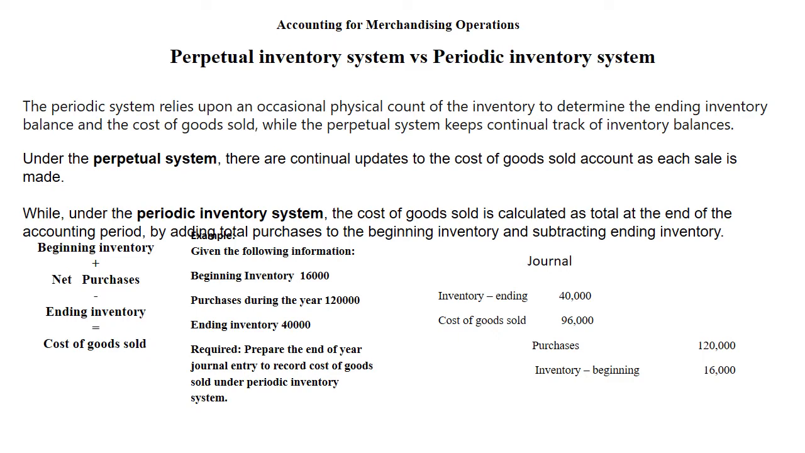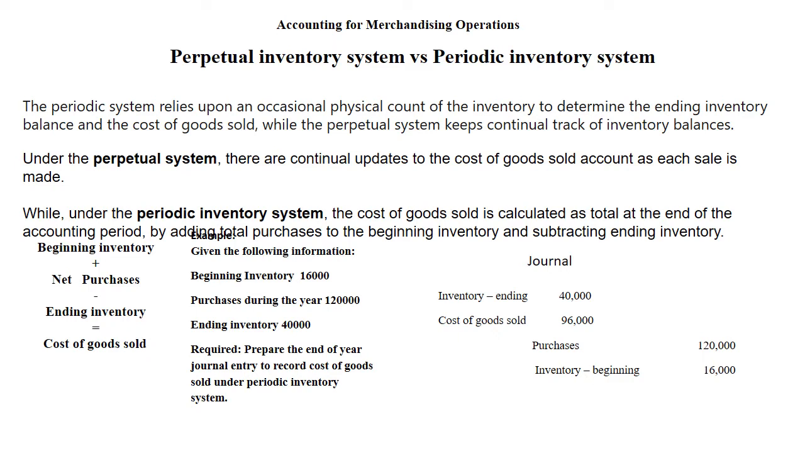The main difference between them is that under perpetual inventory system, the count of inventory and the calculation of the cost of goods sold is done throughout the year evenly. Whenever we are having any purchases, the goods purchased will be added directly to the inventory. And whenever we are having any sales of goods, the cost of goods sold will be calculated after this sale. So under perpetual inventory system, we are continuously having a physical count of inventory and ending inventory and cost of goods sold throughout the whole year.